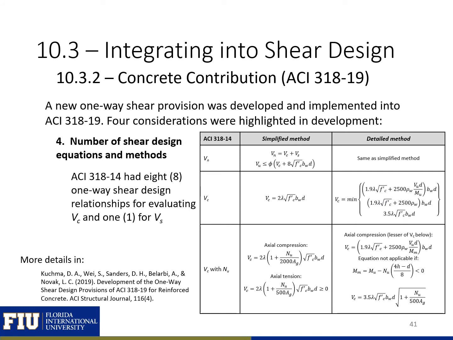The final factor taken into account when developing ACI 318-19 was the number of different shear design equations and methods. ACI 318-14 had 8 different one-way shear design relationships for evaluating Vc and 1 different relationship for Vs. So the goal was to simplify and decrease the number of equations for calculating shear.